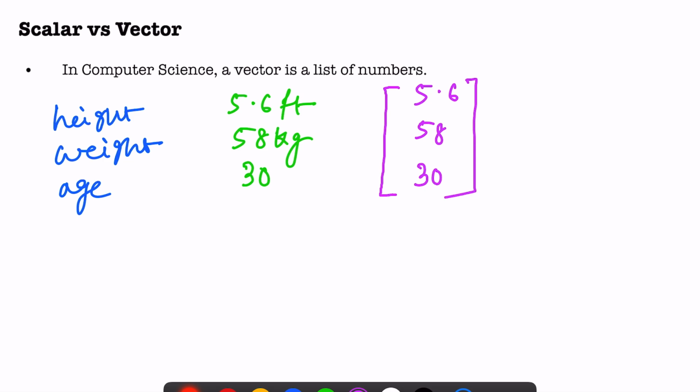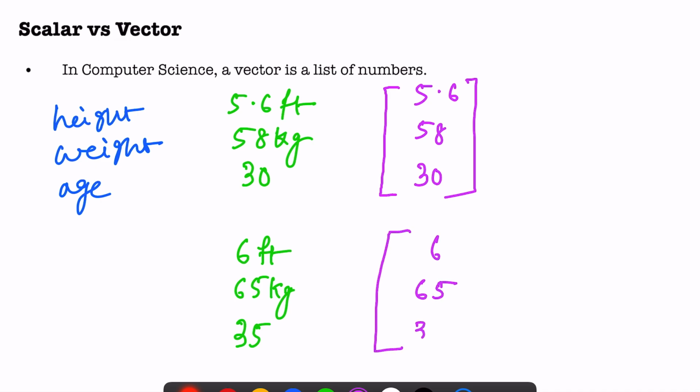Let's say we have one more person whose height is 6 feet, weight is 65 kg, and age is 35. That person can be represented with this vector 6, 65, 35. So here we can understand that the order of the components is very important. Always the first component will be height, second one is weight, and third one is age.